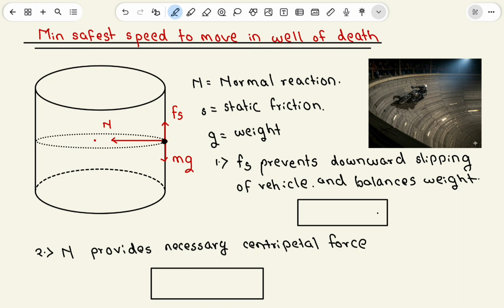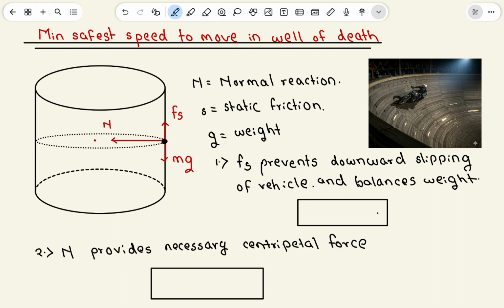Now, to undergo a proper circular motion in this well of death, the vehicle must maintain a certain minimum speed, because if the speed of the vehicle falls below this minimum safe speed, then the vehicle slips down and falls. So to continue the circular motion, the vehicle must have a certain minimum speed, and today we are going to derive the formula for that.